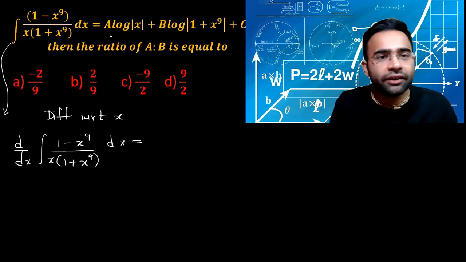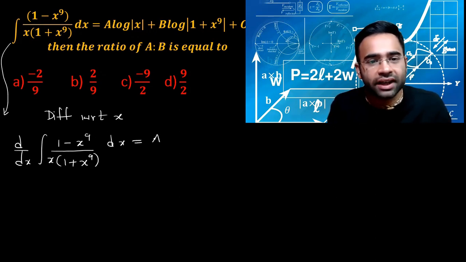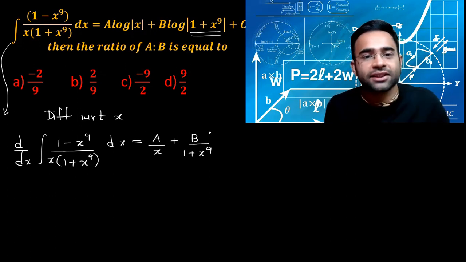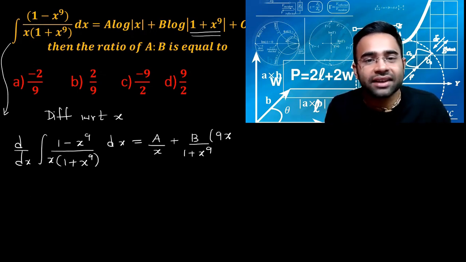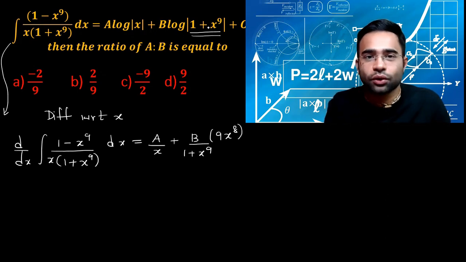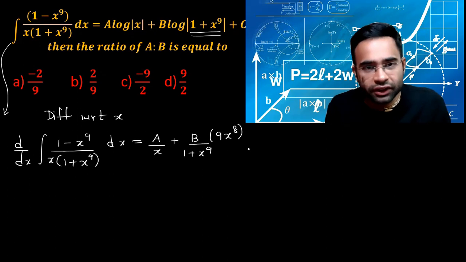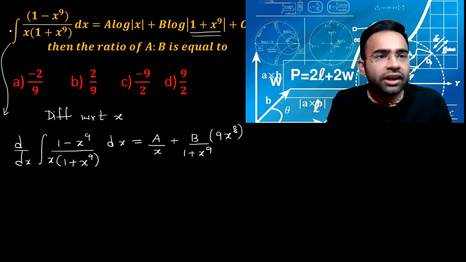And here, if I take a derivative on the right hand side, of course, the derivative of log x will be 1 by x. And over here, the derivative of log f of x will be 1 upon 1 plus x raised to 9 into the derivative of 1 plus x raised to 9, that is 9x raised to 8. Chain rule, right? The constant's derivative is 0. So on the right side I took the derivative, and here also I have taken the derivative.